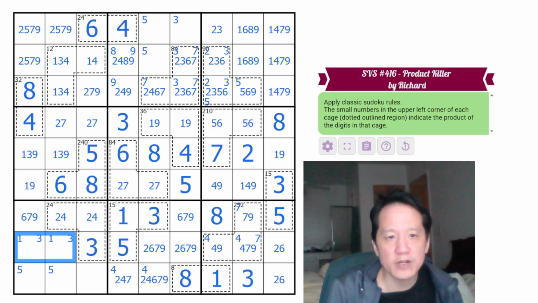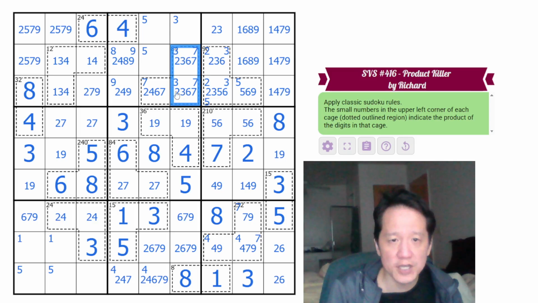These can't be 3 anymore, obviously. One of these 2 has to be a 3, so this can't be 3. Cannot be 3, which forces this to be a 3 here. This is a 4, so this cannot be 3, 4, and 7 multiplying to 84. So it has to be 2, 6, and 7 here.